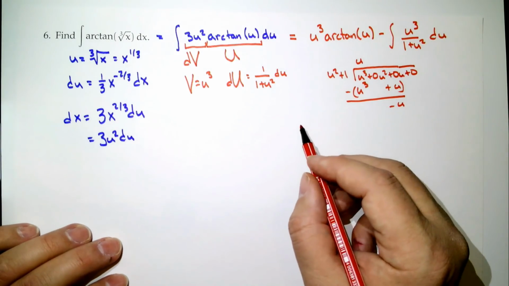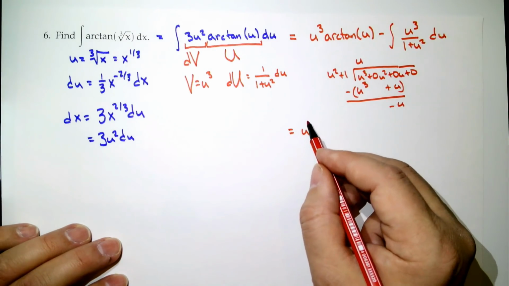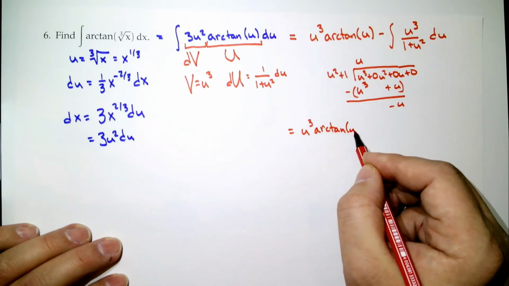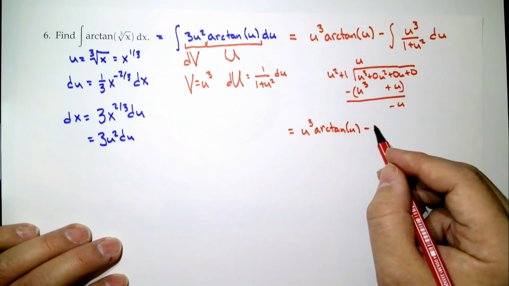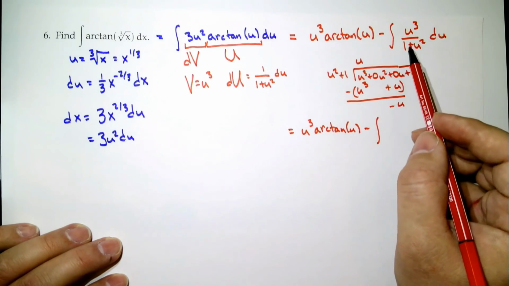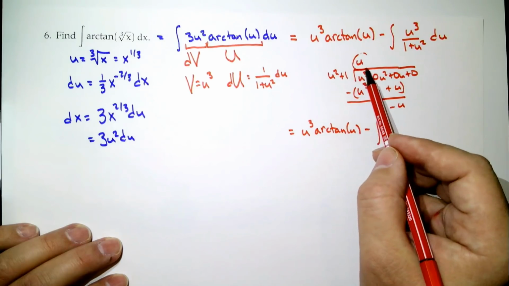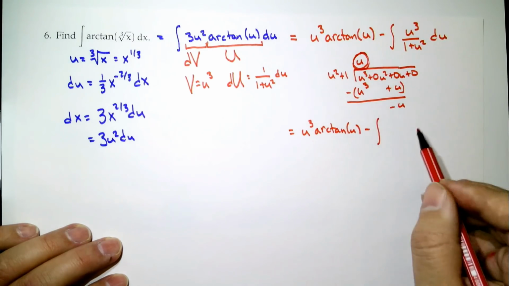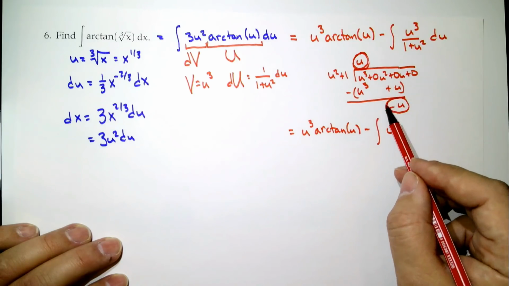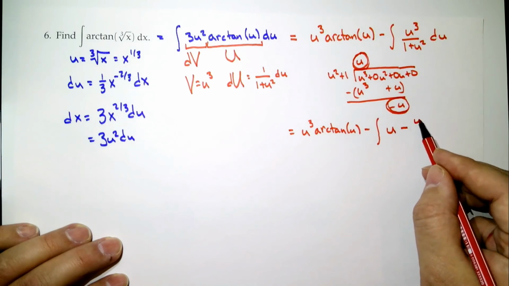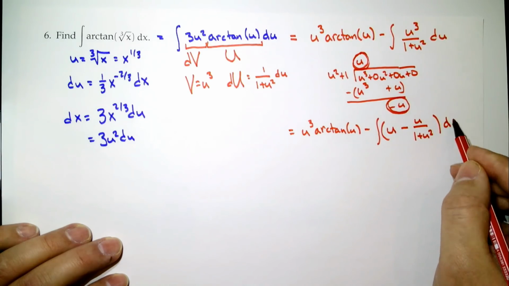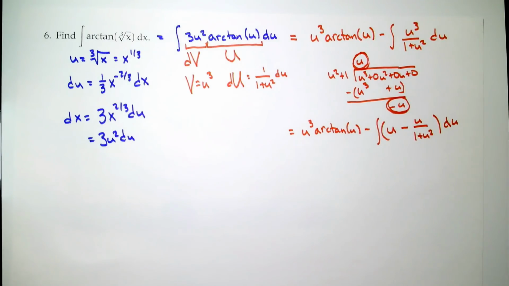Okay, so what does that tell me? Well, I still have my term in front, u cubed arctangent of u. Then I still have my integral, because I haven't done any integration. What it tells me is that u cubed over 1 plus u squared is the u, that's the part up here, and then my remainder, which is the part down here, over what I divided by.